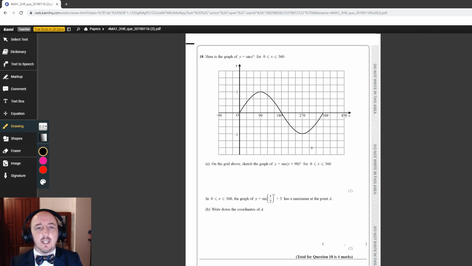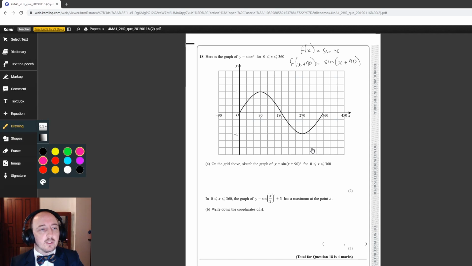Question 18 is a sine curve, and we're actually translating this graph. If we have f of x equals sine x, then sine of x plus 90 is equal to f of x plus 90. So you should be aware that when we have an f of x plus 90, so a plus or minus inside the brackets, this is going to be a translation along the x-axis. If you have a plus, it's to the left, and if you have a minus, it's to the right. So x plus 90, we're going to shift everything to the left.